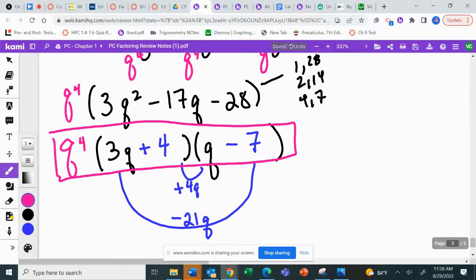That's like the hardest ones that you'll have in your assignment, and this is number 6 in the assignment. The hardest ones you'll have is when you've got a trinomial and there's a number in the front and the back. Those are the hardest ones on the assignment, okay?